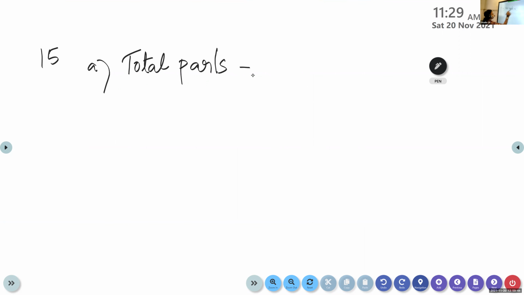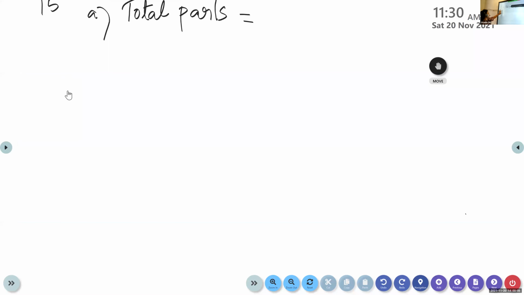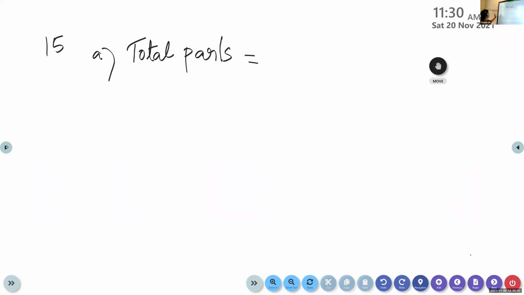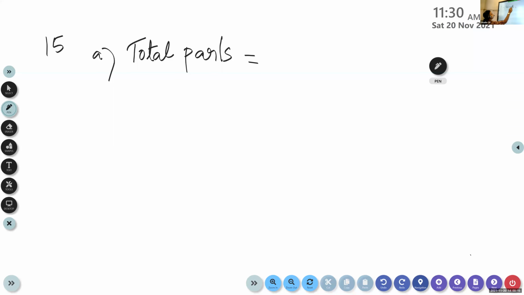Leah, look at question number A. You can see a circle. Total, how many parts are there? It is divided into how many total equal parts? 8. Okay, 8 parts are there. So first we will write. Can you see? Yes, ma'am. Okay, so here total parts is 8.